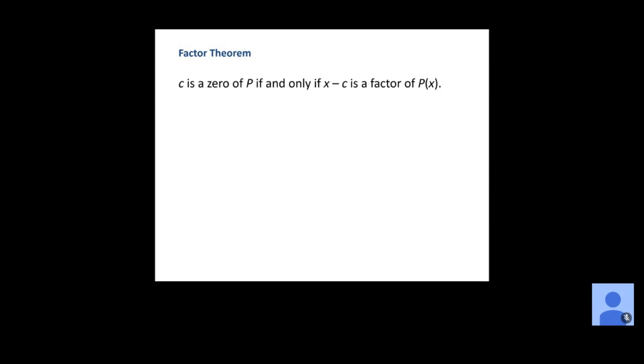Good morning. All right, this is section 3.3 still. We've got a couple more examples to finish up here, and then we'll get into 3.4.